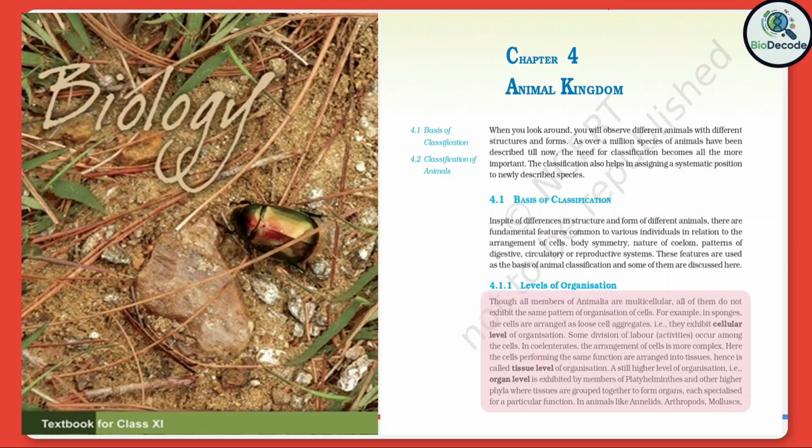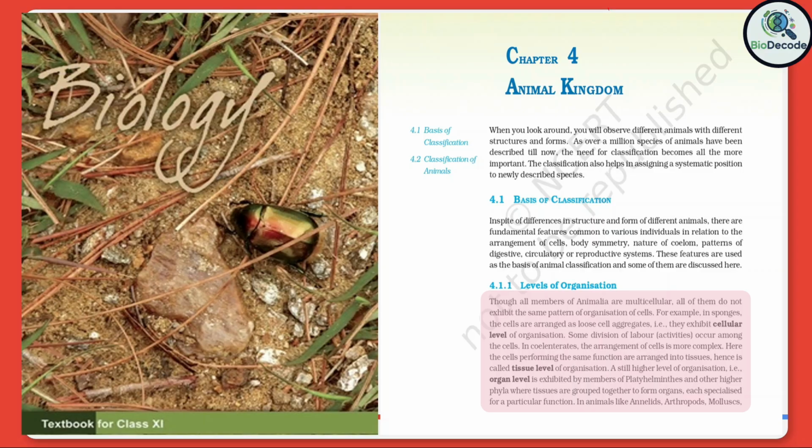Levels of organization. Though all members of Animalia are multicellular, all of them do not exhibit the same pattern of organization of cells. For example, in sponges, the cells are arranged as loose cell aggregates, that is, they exhibit cellular level of organization. Some division of labor activities occur among the cells. In Coelenterata, the arrangement of cells is more complex. Here, the cells performing the same function are arranged into tissues, hence it is called tissue level of organization.